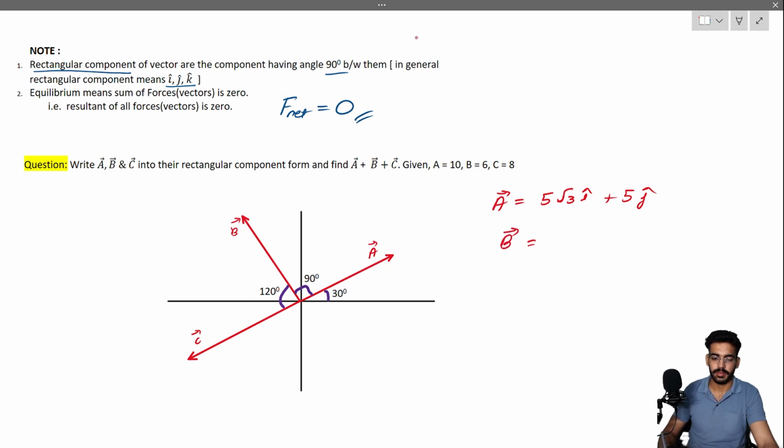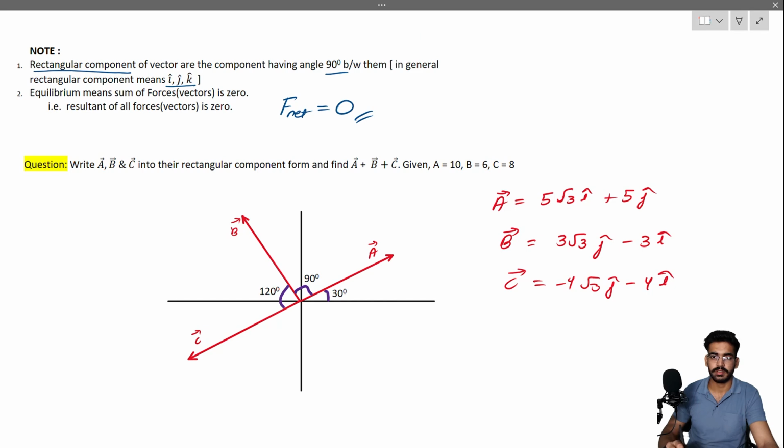And b vector is going to be equal to 3 root 3 j cap minus 3 i cap. You can write i cap first or j cap first, it is the same thing. c vector I can write as minus 4 root 3 j cap minus 4 i cap. This thing we have already done.